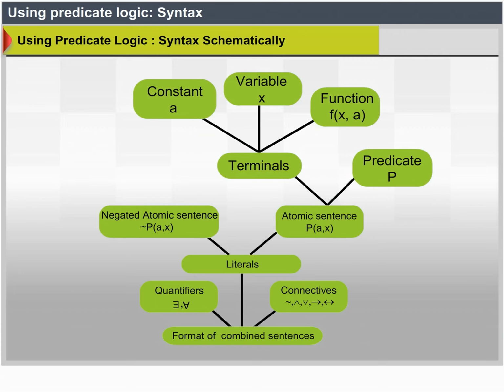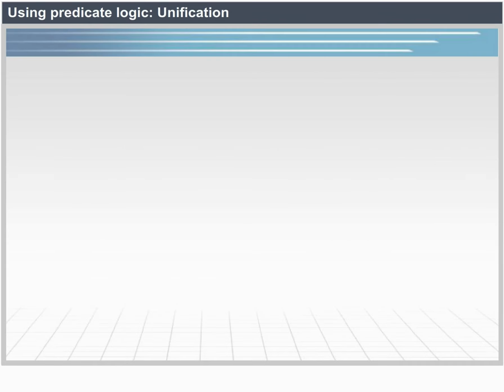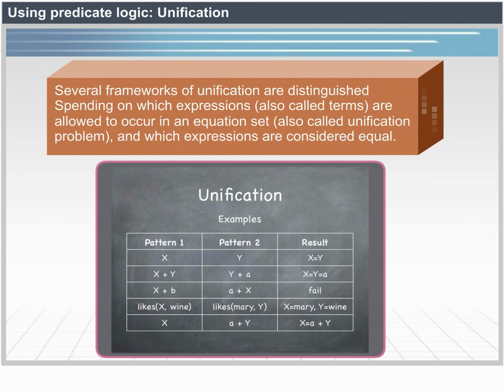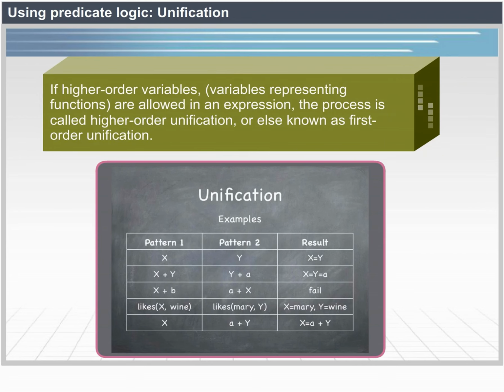Using predicate logic, unification. Unification is an algorithmic process of solving equations among symbolic expressions. Several frameworks of unification are distinguished depending on which expressions, also called terms, are allowed to occur in an equation set, also called unification problem, and which expressions are considered equal. If higher order variables representing functions are allowed in an expression, the process is called higher order unification, or else known as first order unification.